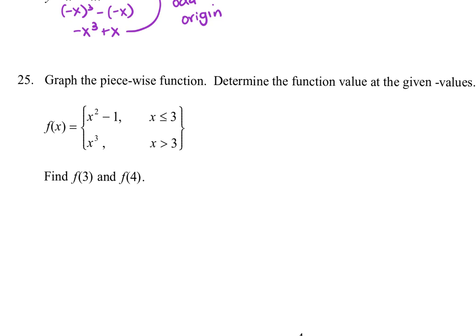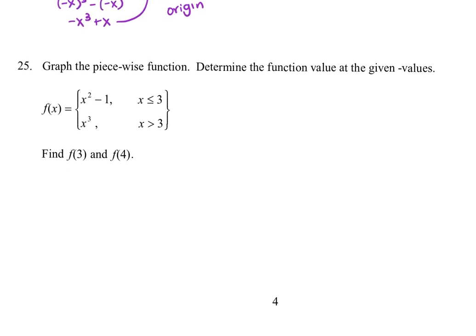All right, 25 says graph the piecewise function and determine the function's value at the given values. So I'm going to do the given values first. You want to do that without the graph. F of 3 would go into the category that is less than or equal to 3, which means I'm going to plug it into the x squared minus 1. I'd get 3 squared minus 1, or 9 minus 1, which is 8. So F of 3 is 8.